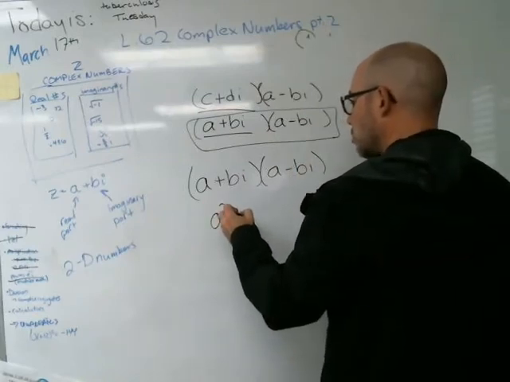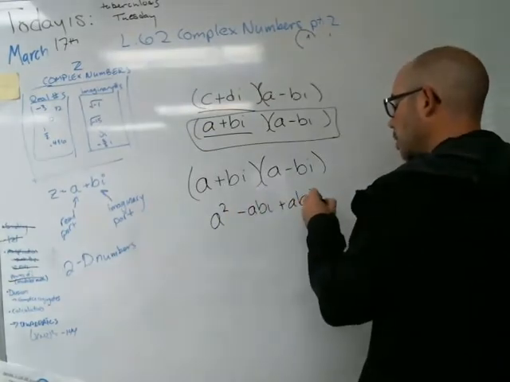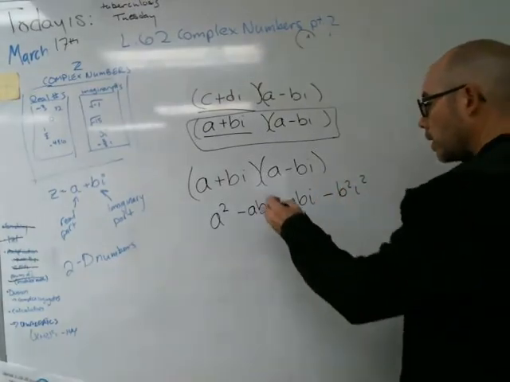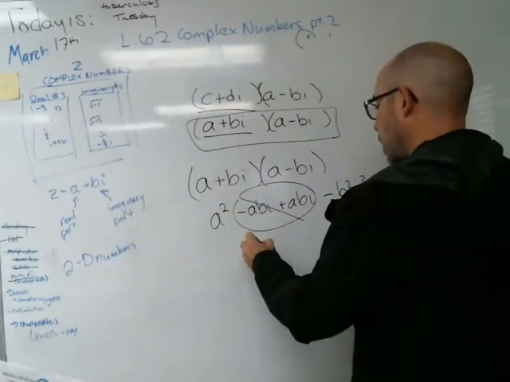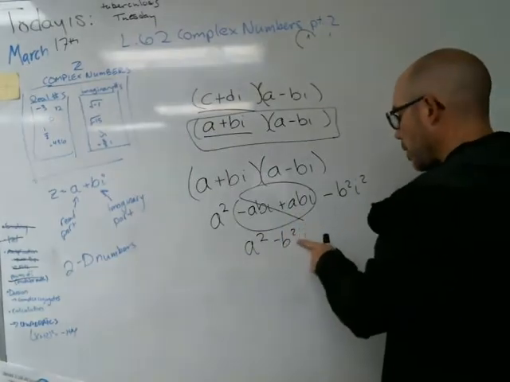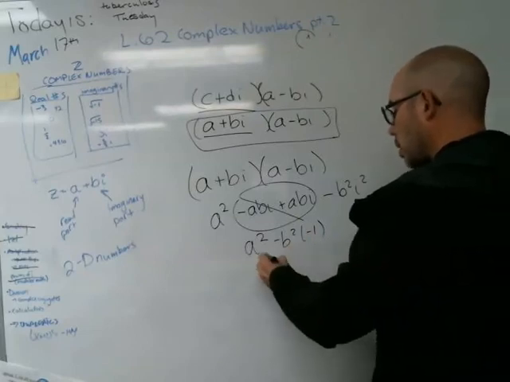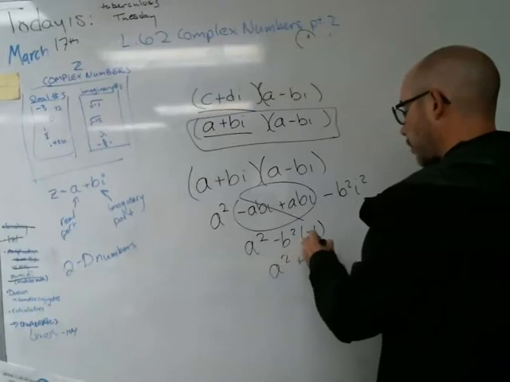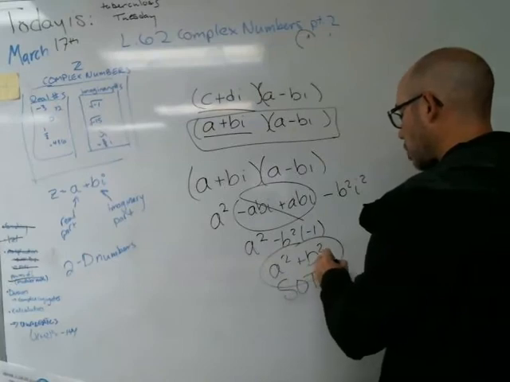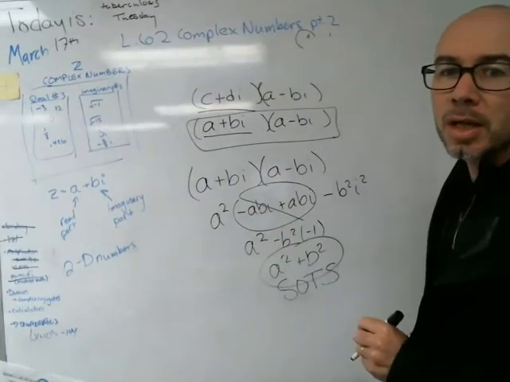A squared minus ABi plus ABi minus B squared i squared. These two cancel each other out. We're left with A squared minus B squared i squared. But i squared is negative 1. And so negative B squared times negative 1 equals A squared plus B squared, the sum of two squares. The sum of two squares can factor down into two complex conjugates of each other.